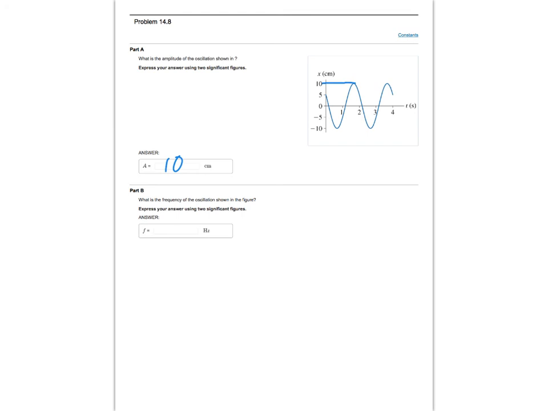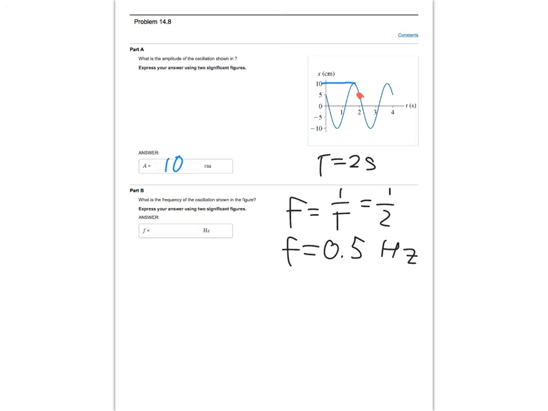Okay, and then what is the frequency of the oscillation? We first need to determine the period. So period is when this starts repeating itself. So we start here and we go all the way to here when we start repeating ourselves, this point. And so that means that my period is 2 seconds. And so my frequency is just 1 over that period. And so I get a frequency of 0.5 hertz. Technically, these both ask for the answer to 2 sig figs, so you could say 0.50. And for 10 centimeters, technically it would be 1.0 times 10 to the first power.